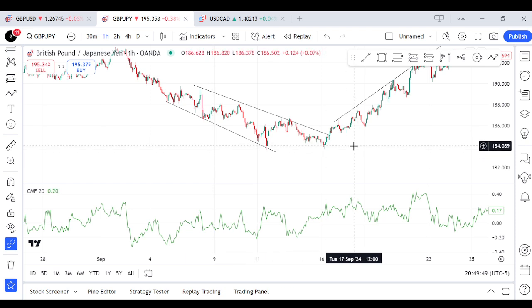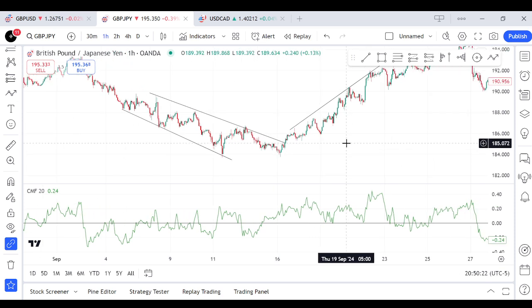So it's important not to rely solely on these signals. You should always combine CMF with other indicators or chart patterns for confirmation before making any trading decisions. So essentially, CMF helps you identify whether the bulls or bears are in control of the market, giving you an edge when making trading decisions. By understanding this flow of money, you can better time your entries and exits in trades, especially when combined with other indicators or chart patterns.